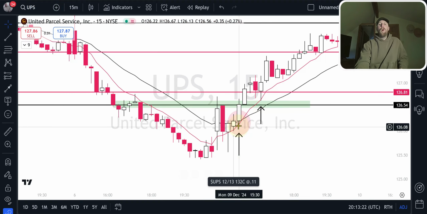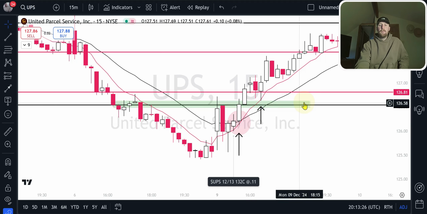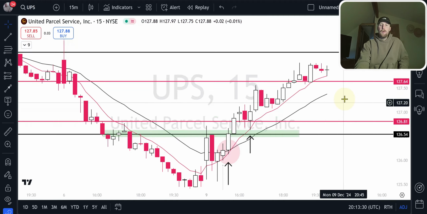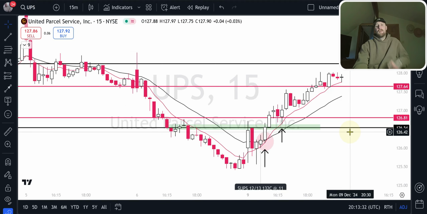Okay? So one on the EMA cross, two testing this key pivot, bounce off the EMA. Okay? Two entry models there. So, yeah. That is how you draw your support and resistance. That's how you use key pivots to trade.